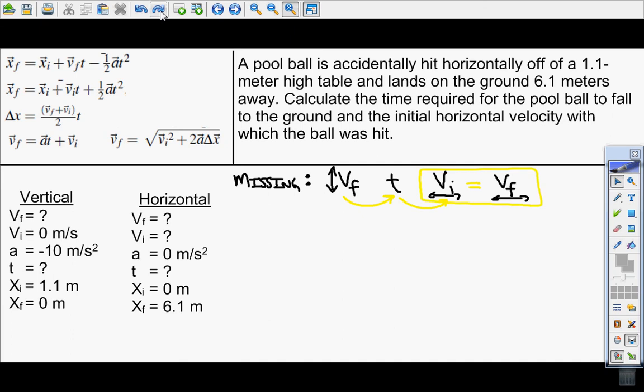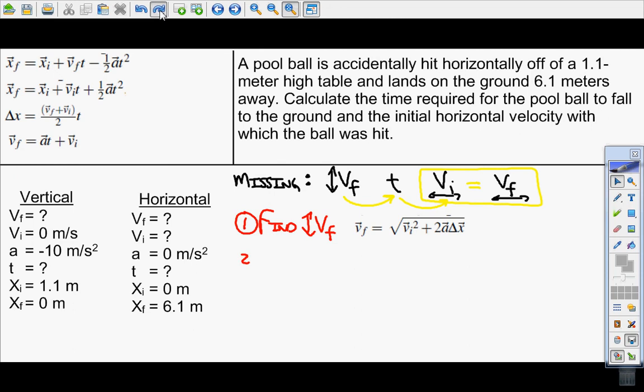Alright, so what equations am I going to use to do this? Let's go ahead and see. So step number 1, find vertical final velocity. And I think I'm going to go ahead and use this equation because that equation doesn't require that I have time and I have all that information. I have initial velocity vertically, I have the acceleration vertically, and I have the change in distance vertically.